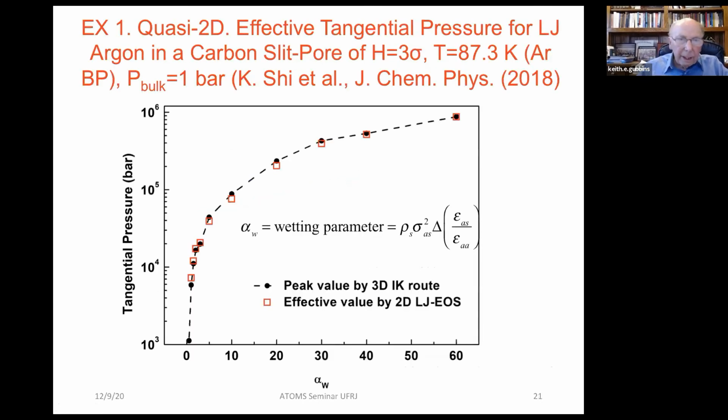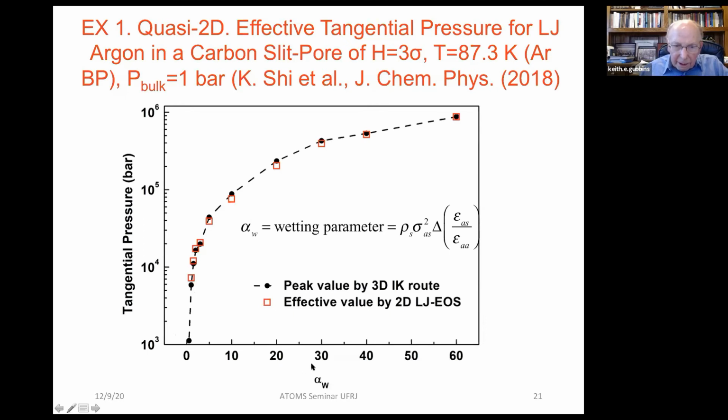One example is the tangential pressure in a slit pore, which is made of carbon. It's a pore width of 3 molecular diameters. The molecules in this pore are modeled on argon, at its boiling point, 87.3 Kelvin. The normal way to calculate this would be to adopt a definition of the pressure, the Irving-Kirkwood definition, and calculate the average of the virial of force. For this system, that gives you these black circles.